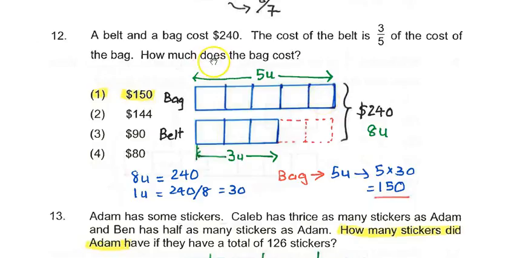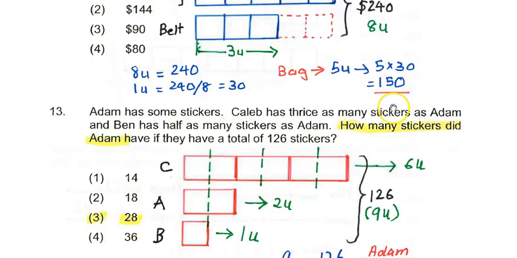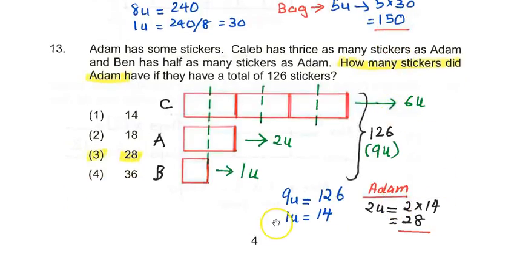Question: how much does the bag cost? Look at the bag. Bag is 1, 2, 3, 4, 5. 5 units, 5 units times 30. 5 times 30, the bag costs $150. Rewind this again if you don't understand. Slowly look at it. Get used to understanding this part. 3/5 the cost of the bag. This is important. Next, Adam has some stickers.